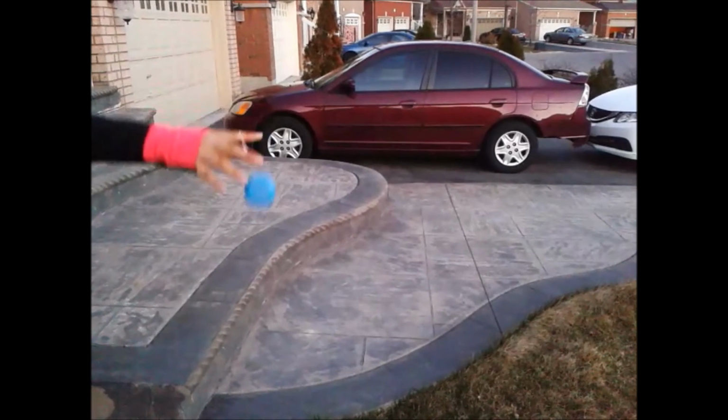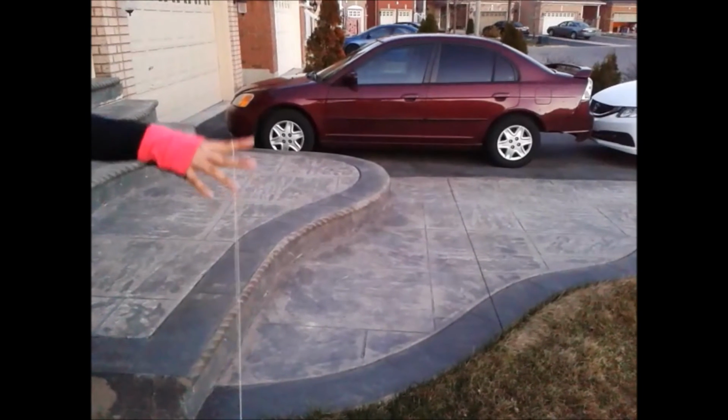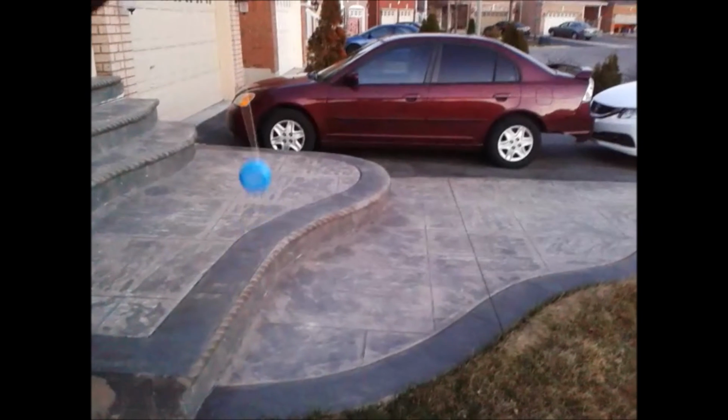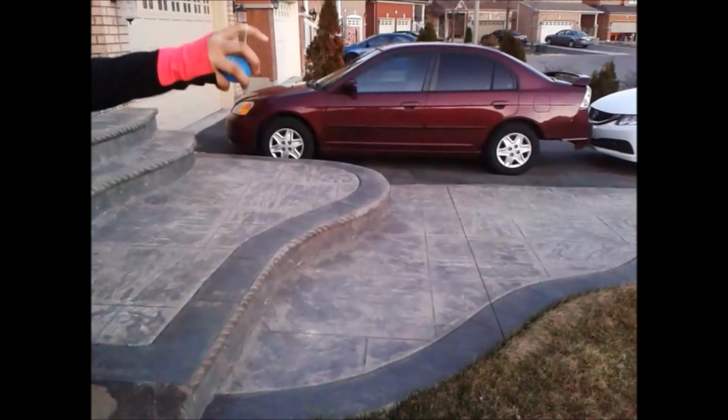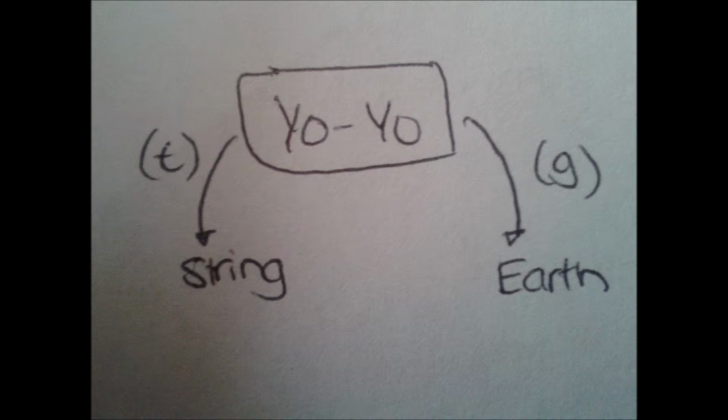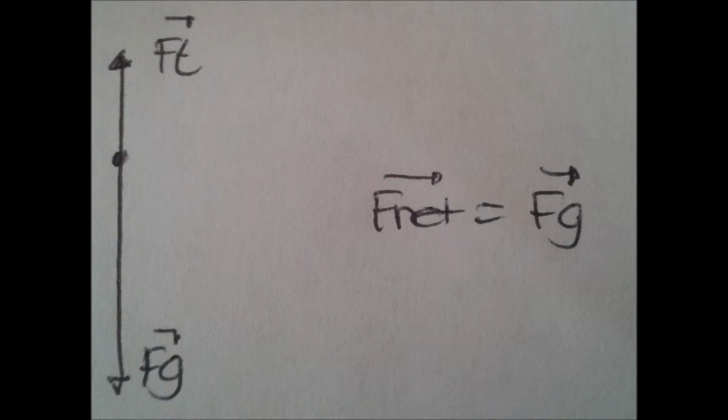When we allow the yo-yo to fall from our hands, the string around the yo-yo winds as it falls down. This is because the force of gravity and tension is unbalanced. The force of gravity, pulling the yo-yo downwards, is greater than the force of tension pulling it upwards. This means that the net force is the force of gravity, which eventually pulls the yo-yo downwards.